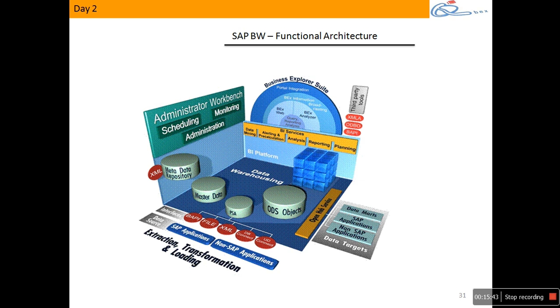The data brought to BW can be stored or staged in 4 different containers. One is PSA, master data, ODS or cube.